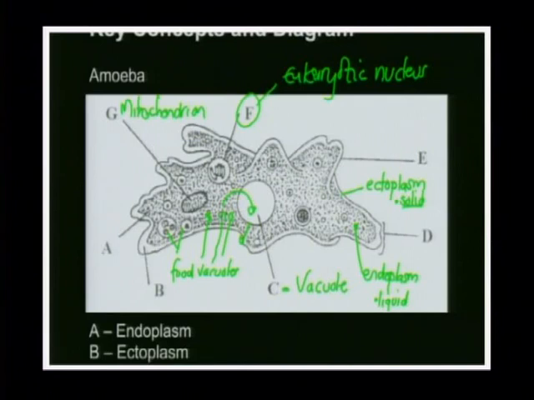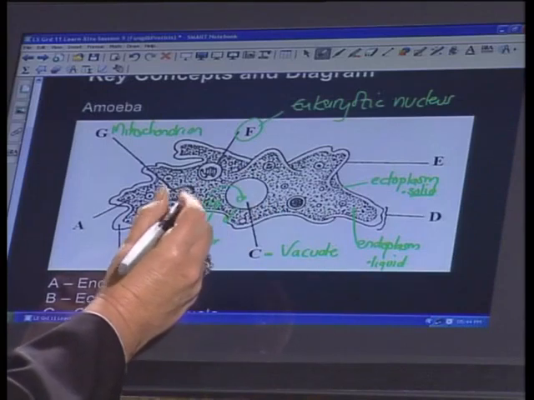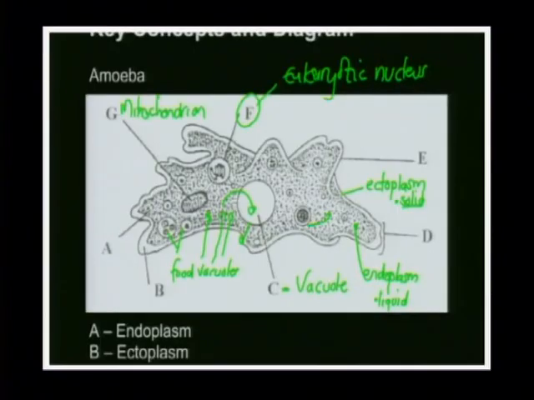Now, what is interesting? The outer layer, or ectoplasm, holds the shape of the animal. The inner layer, or endoplasm, actually circulates around, and as it circulates around, it distributes nutrients throughout the whole cell. But that very self-same principle can be used to help this amoeba move.